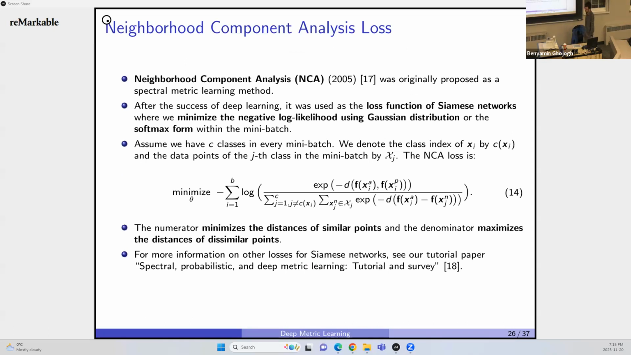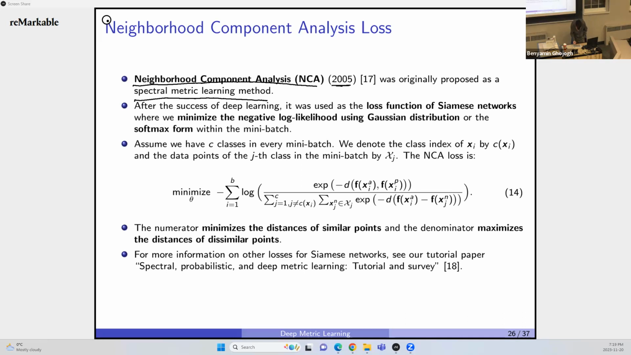Also, there's another loss named neighborhood component analysis, NCA. It was proposed in 2005, not for deep learning. Because, you know, in machine learning, before the era of deep learning, they always had simple gradient descent, for example, for optimization, right? Later, when deep learning came, they said, okay, let's implement it by backpropagation in a deep neural network, right? So initially, it was proposed in 2005 by Hinton et al. as a spectral metric learning method. They used simple gradient descent, but nowadays they use it in neural networks, in Siamese neural networks.